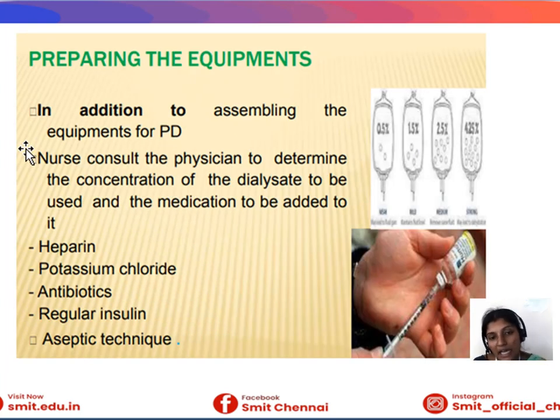Preparing the equipment. Assembling all the equipment needed for the peritoneal dialysis process. The nurse will determine the concentration of the dialysate to be used and the medication to be added to it. The medications we can use here are heparin, potassium chloride, additional antibiotics, and regular insulin, and aseptic technique will be used here.